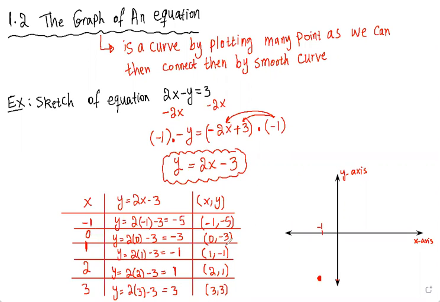The second point, it's 0 and -3. So this is 0 here. And here is -3. So this is my second point. The fourth point is 1 and -1. So we have here 1. And -1, it's the y coordinate. So it will look like this here.